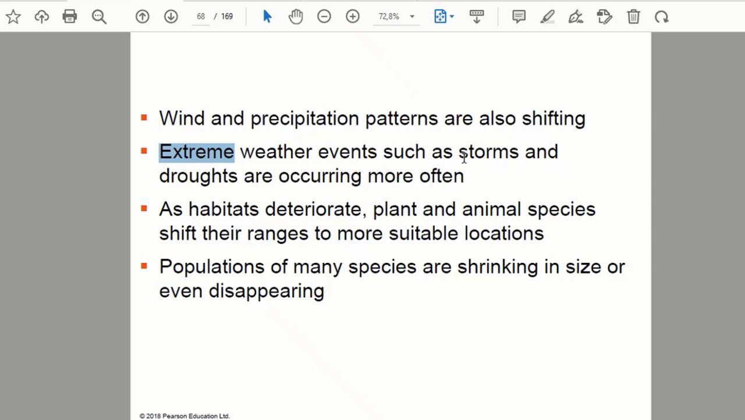So maybe some species with low tolerance will be affected, and then they will have to shift. So populations of many species are now shrinking in size or even disappearing. We're talking about extinction now, where you find that if 10 years ago in an environment there were different species of Lantana camara, or different species of Sclerocarya birrea.